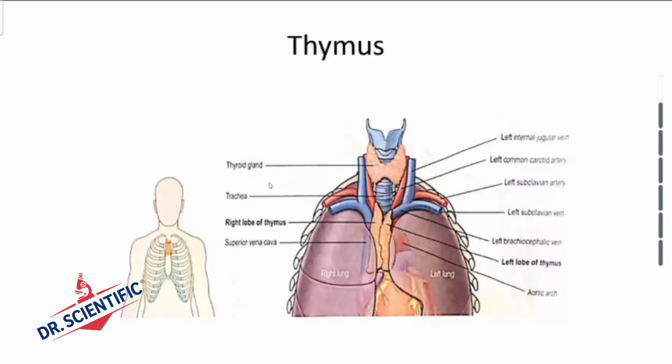Mainly the thymus is where the lymphocytes mature. Usually when they are produced in the bone marrow, they are naive. That is, they are not mature yet. So the lymphocytes basically mature in the thymus.